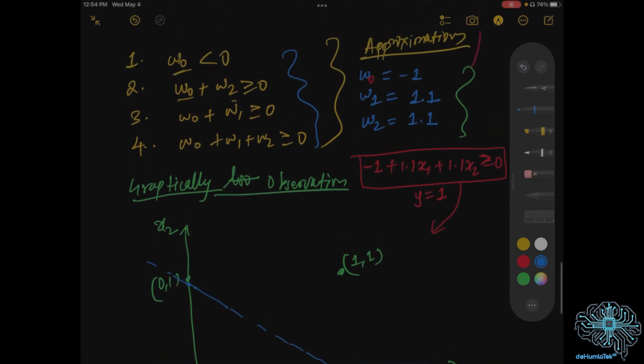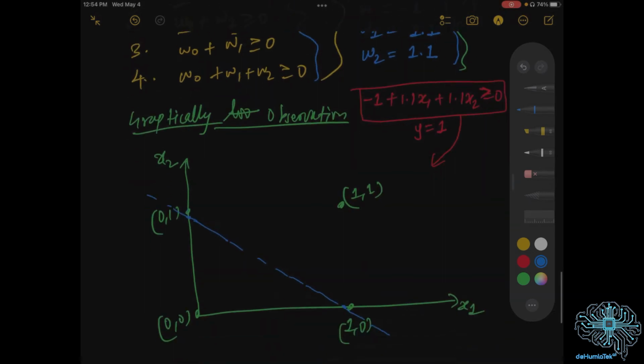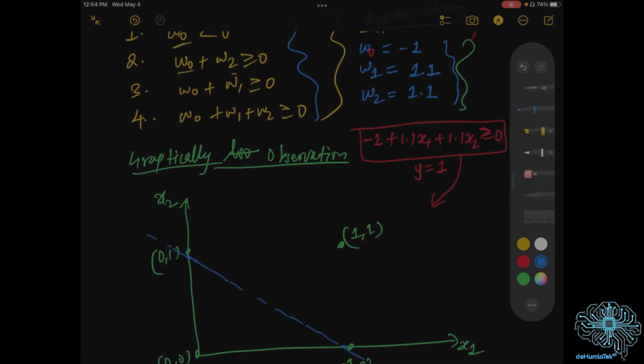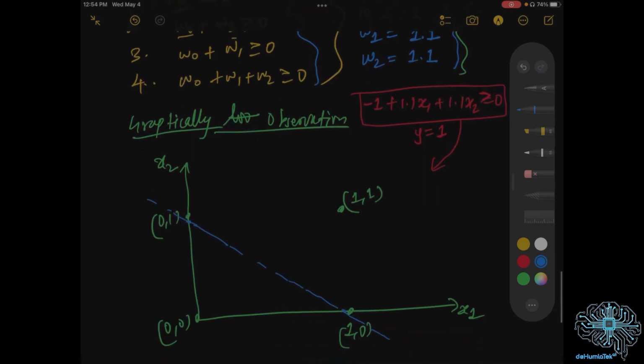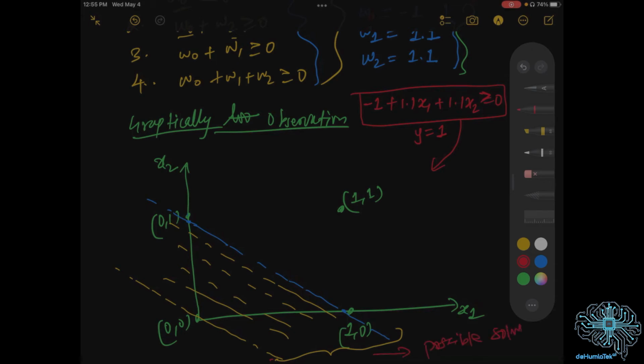This is the boundary which has been formulated based on these weights, but the possible boundary for different values of the weights might be any of these. It can be here, anywhere, but it cannot go beyond this line. So these are all the possible solutions for the decision boundary.